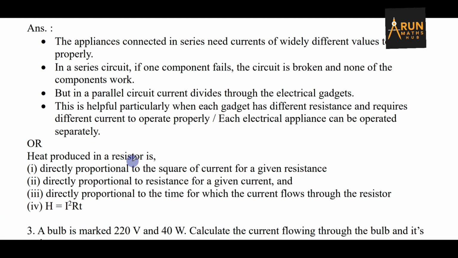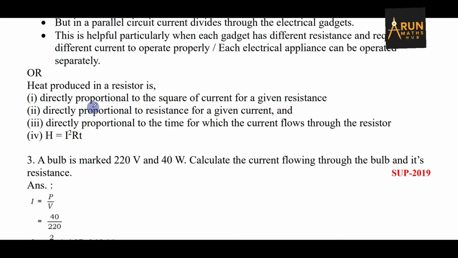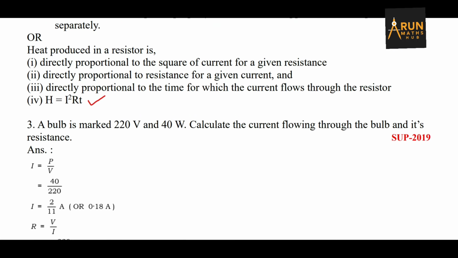According to Joule's law of heating, the heat produced in a resistor is directly proportional to the square of the current for a given resistance, directly proportional to resistance for a given current, and directly proportional to the time for which the current flows through the resistor. So the equation is H equals I square R T.